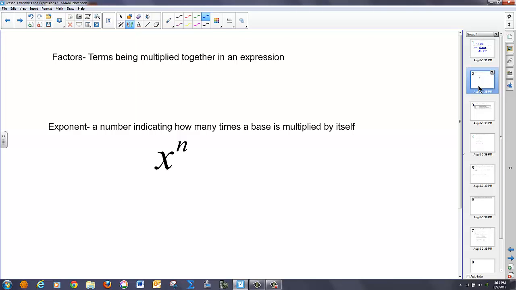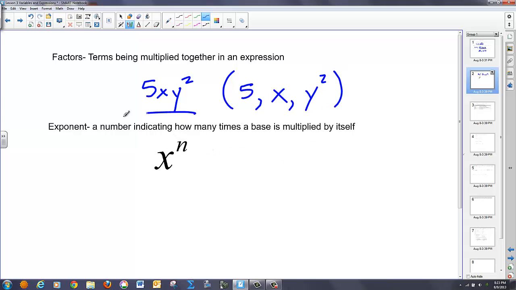So if we talk about factors in terms of being items being multiplied together in an expression, something like this, 5xy squared, 5 is a factor. X is a factor. Y squared is a factor of this term here because they are specific terms within the multiplied term.